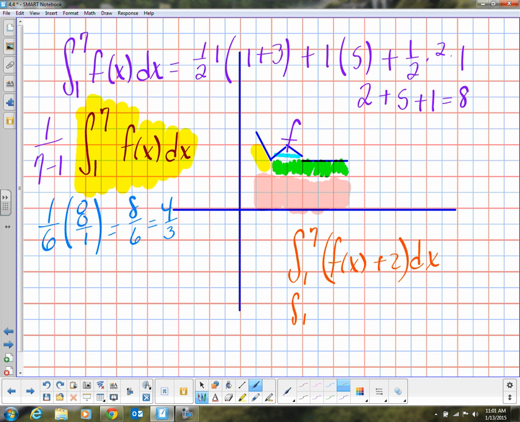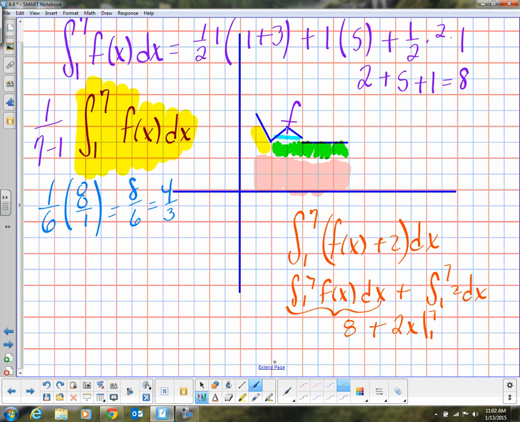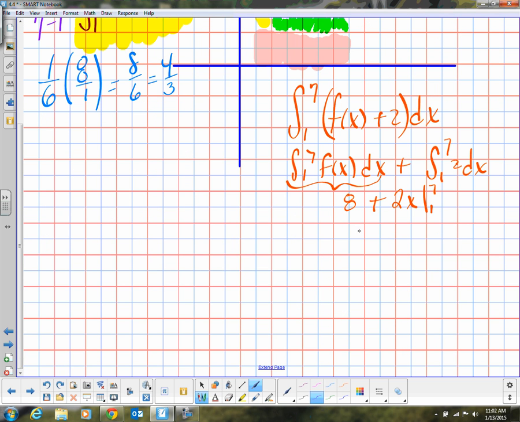So that's going to be the integral from 1 to 7 of f of x dx plus the integral from 1 to 7 of 2 dx. What did you all tell me this was? This is 8 from what we got before, and you're telling me that this is 12. How do you integrate 2? 2x evaluated from 1 to 7. Graphically, you got 12. Algebraically, we better get 12 or that calculus doesn't work. So this is going to be 8 plus 2 times 7 minus 2 times 1. What's 14 take away 2? 12. See? Isn't that beautiful?